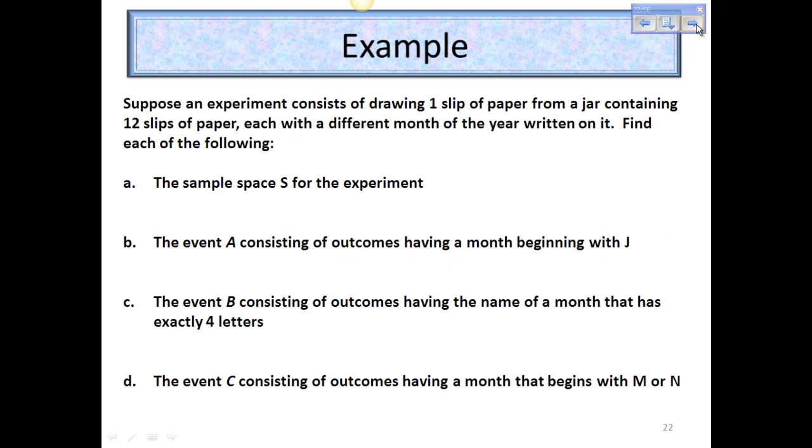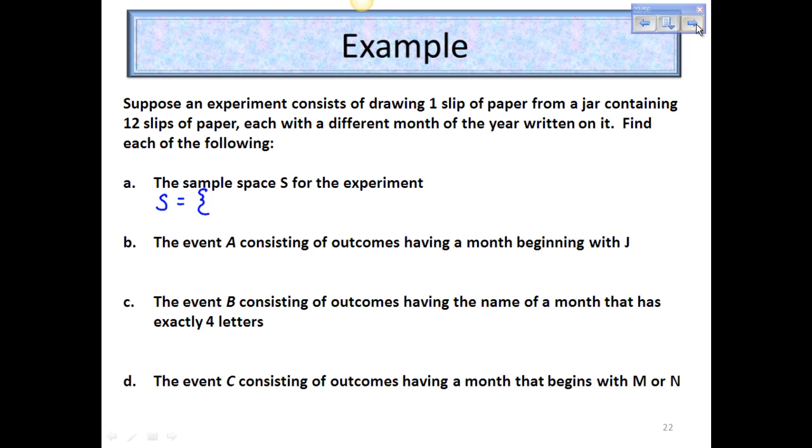So suppose an experiment consists of drawing 1 slip of paper from a jar containing 12 slips of paper, each with a different month of the year written on it. Find each of the following. So the sample space S for the experiment, so S is equal to, and we're just going to use set notation, which is opening a brace, and then we'll write all of our 12 months and then close the brace at the end.